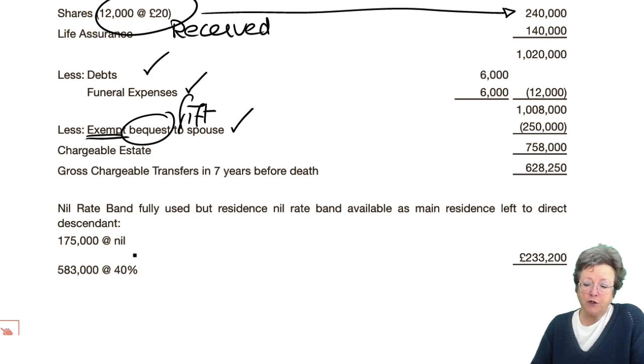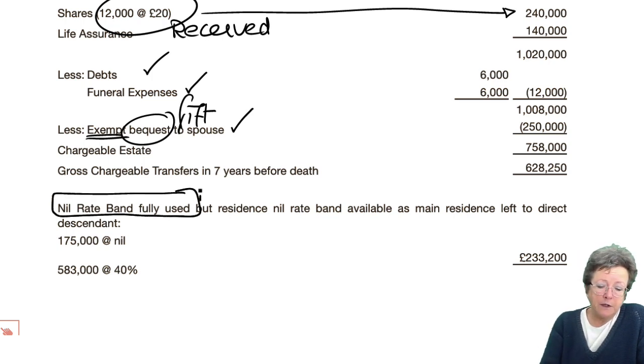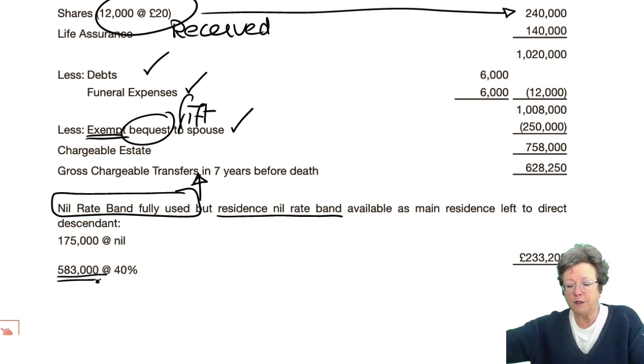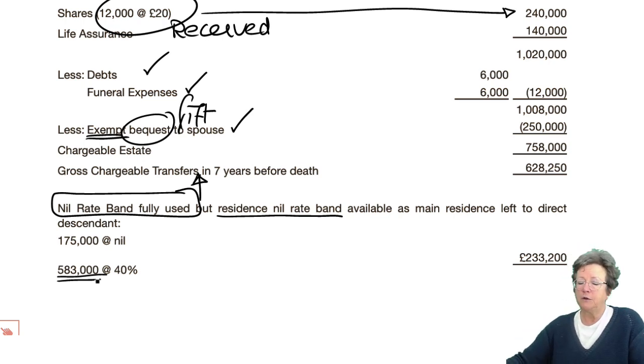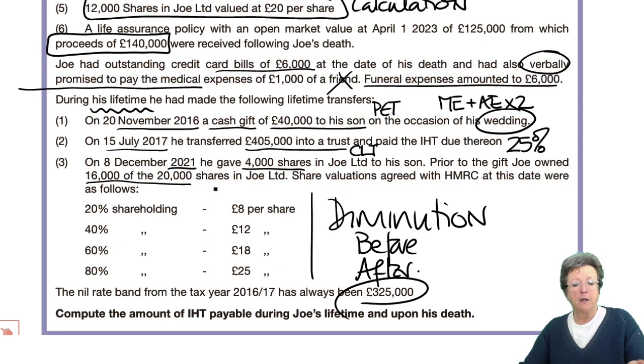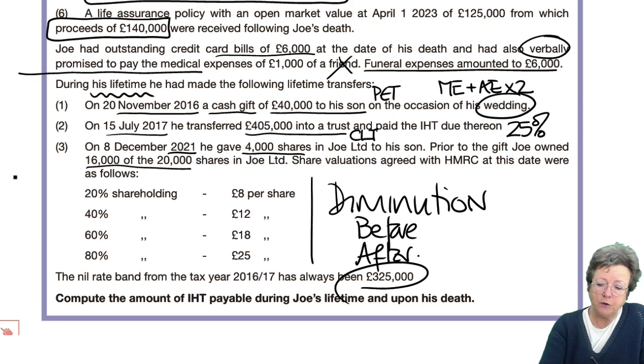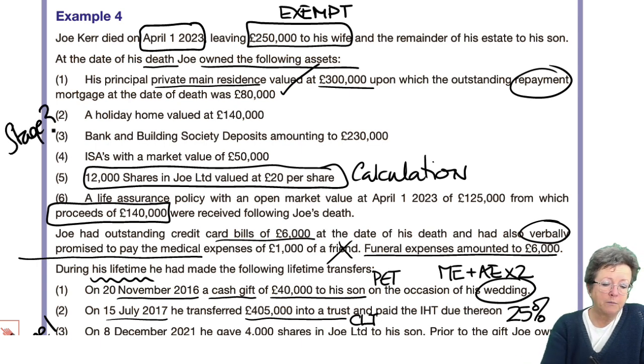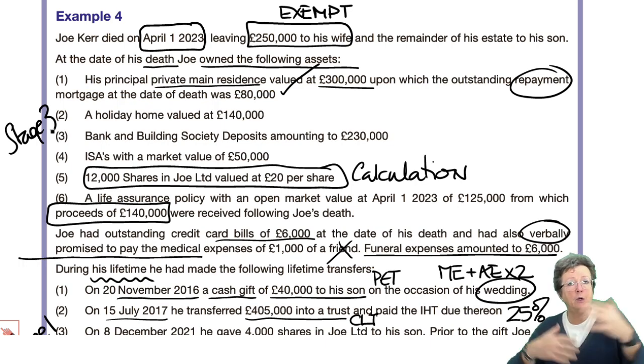$758,000. The transfers within 7 years of death means that the nil rate band is fully used. Only the resident nil rate band is available, which means that £583,000 needs to be taxed at 40%, giving us £233,200. Now, I've said before, you're unlikely to get a question that has a large amount here of stage one and two, and then an estate which requires work at stage three. But it's a good example for you to see how it all interacts together.